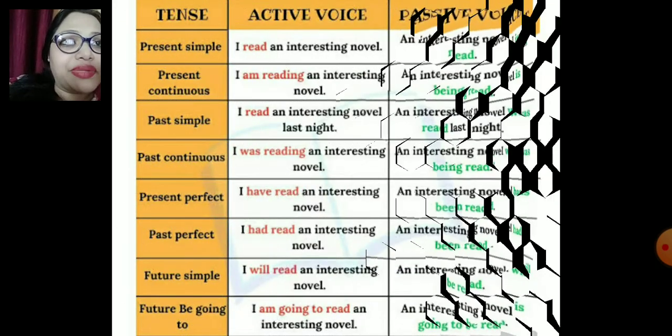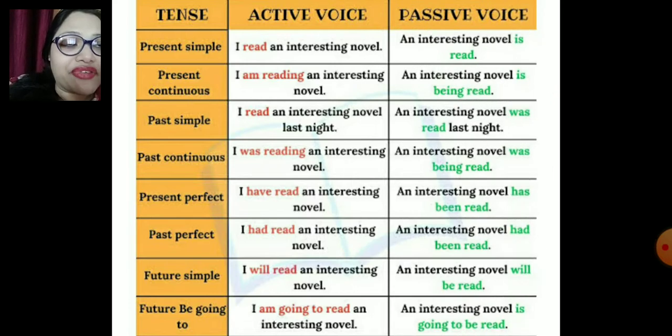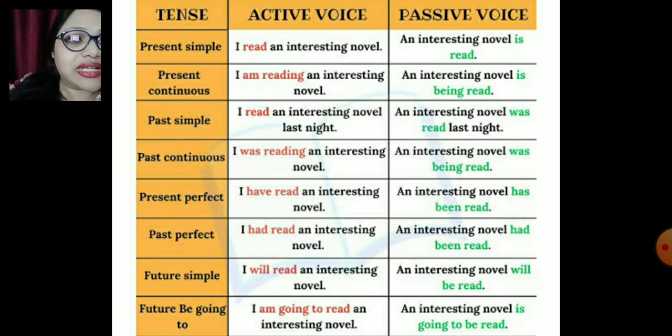Some more examples. Simple present from active to passive voice. I read an interesting novel. An interesting novel is read. Present continuous. I am reading an interesting novel. An interesting novel is being read. For simple past, I read an interesting novel last night. An interesting novel was read last night. Past continuous. I was reading an interesting novel. An interesting novel was being read.